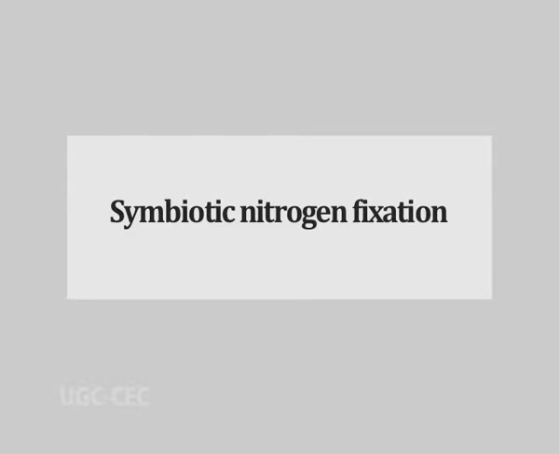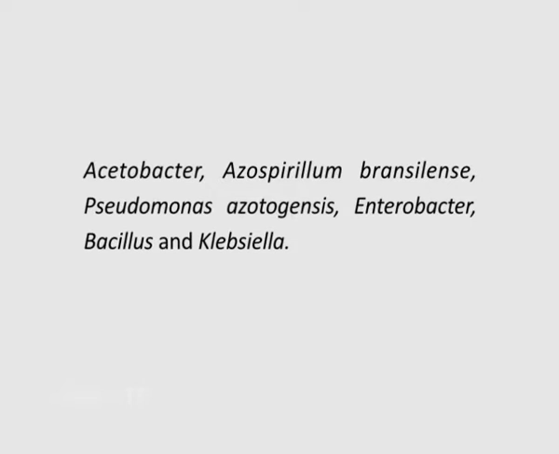The second group is the symbiotic nitrogen fixation. Symbiotic biological nitrogen fixation is the fixation of free nitrogen of the soil by nitrogen-fixing organisms that develop loose or associative symbiosis with plants. For example, Acetobacter, Azospirillum brasilense, Pseudomonas azotogensis, Enterobacter, Bacillus, Klebsiella, etc. Or establish long-term symbiotic relationships by living inside the host plants within specialized structures, as in Rhizobium and the legume nodule.